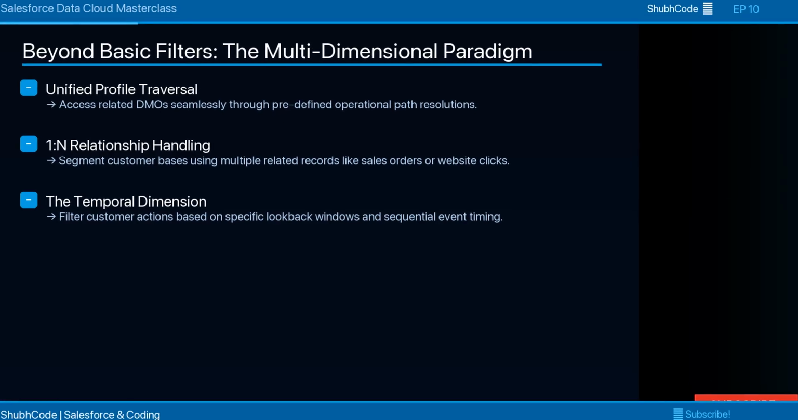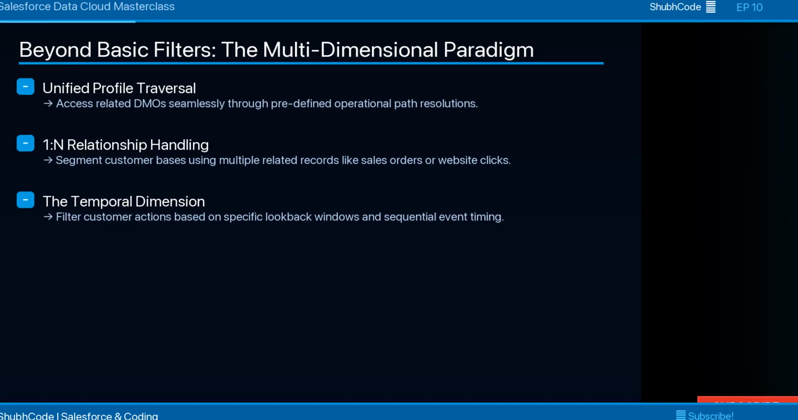Imagine you are trying to target customers who bought a specific coffee machine last month but have not bought coffee pods yet. In traditional databases, writing queries to join these massive transactional tables in real time creates a massive performance bottleneck. Data Cloud solves this by leveraging pre-mapped relationships across your unified profiles, allowing us to traverse one-to-many relationships instantly. Today, we are moving beyond simple demographic filters to look at complex behavioral patterns over time.